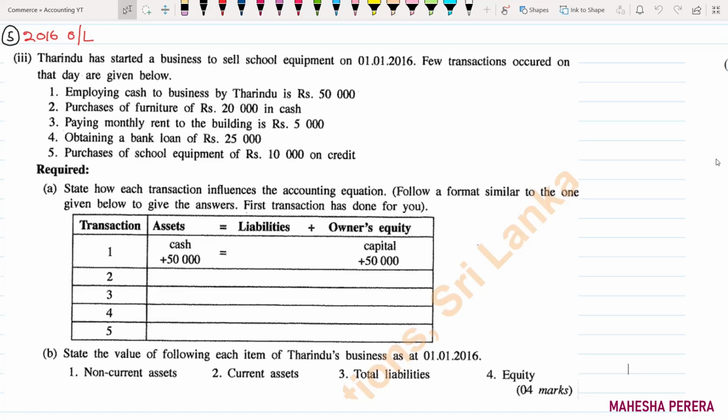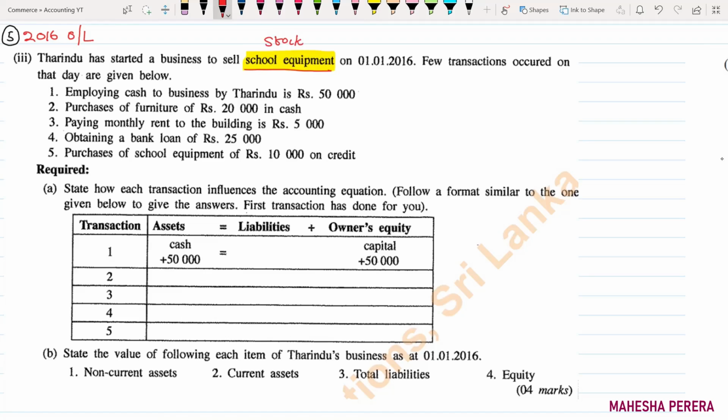Right, let's read the question. Tarindu has started a business to sell school equipment. Right, now what is this? School equipment, right? Now, when you read this question, you should understand that this school equipment is the stock of Tarindu's business.